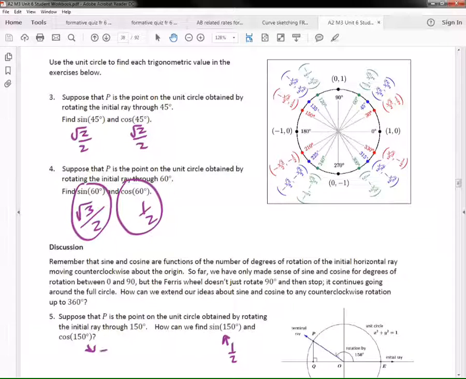Negative rad 3 over 2. Wait. How do we know it's negative? Because it went to the left. Yeah, because we're on the left side of the vertical axis. Negative rad 3 over 2 is cosine for 150 degrees. You guys are getting this, yeah?